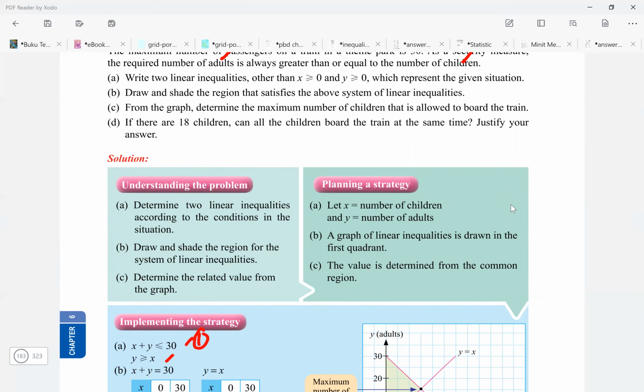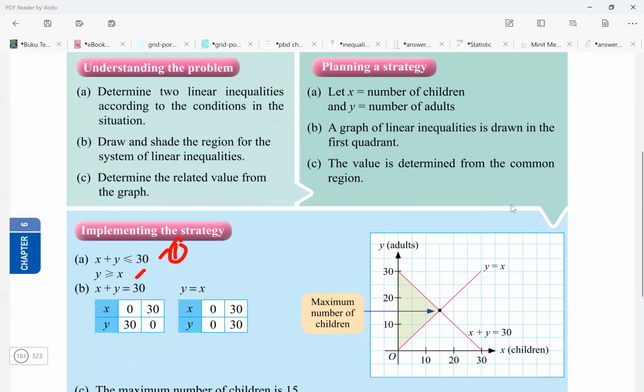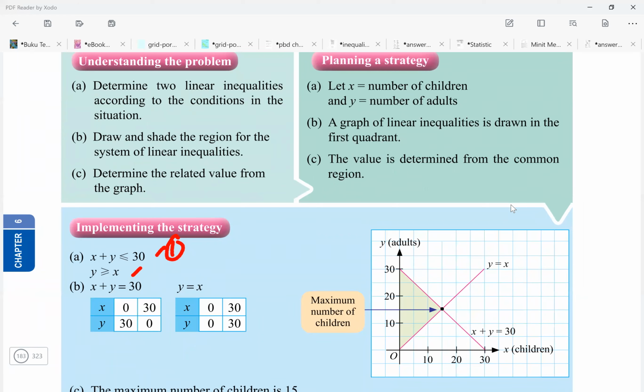And then the second part, you have to draw and shade the region that satisfies the above system. So after that, you need to draw a graph. You just draw the Cartesian plane, x and y. Your y is your adult, x is your children. In this one, they use 2 cm to 10 units.